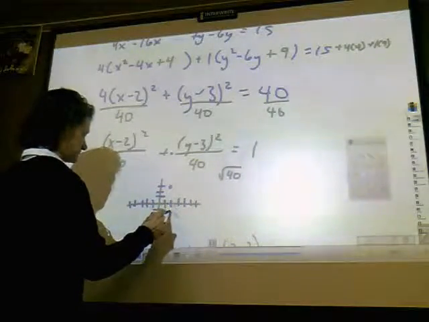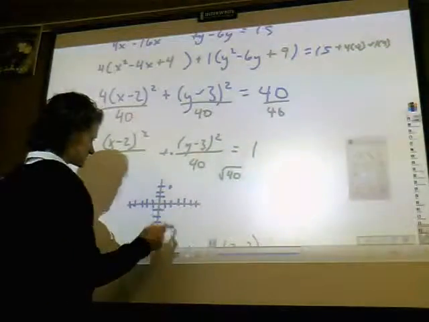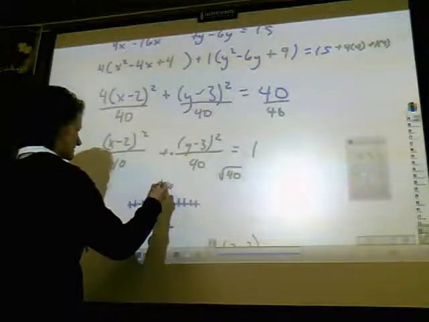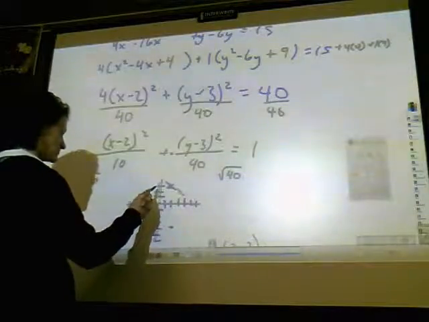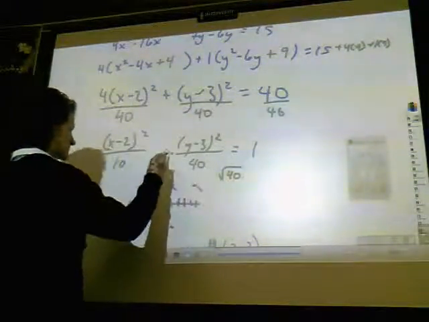1, 2, 3, 4, 5, 6.1. Okay, and this is around 3.1. So let me draw the center as an X. 1, 2, 3-ish. 1, 2, 3-ish. So there's your ellipse.